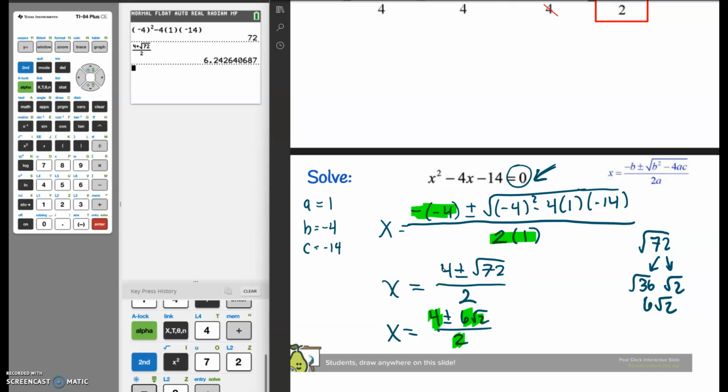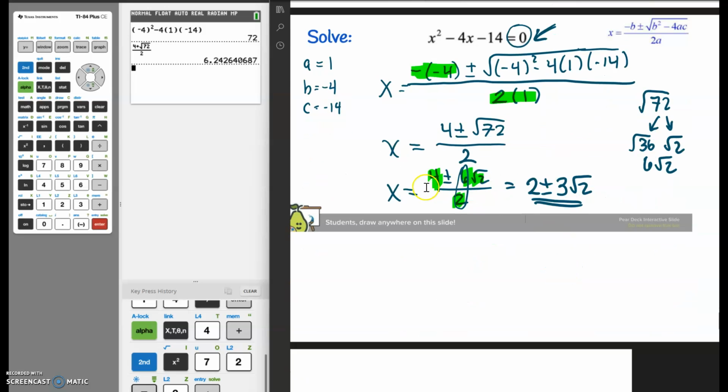And everything is divisible by 2. So what would that look like? 4 divided by 2 is 2. 6 root 2 divided by 2. Remember, we're only going to divide the stuff that's not underneath the radical. And the denominator simplifies to 1, so we don't even need to write it as a fraction.